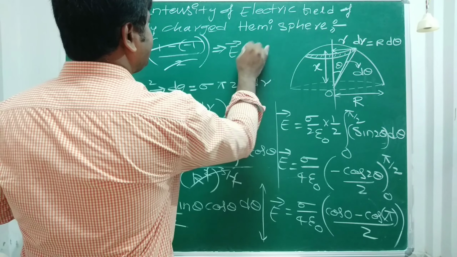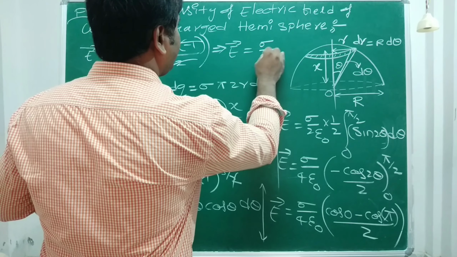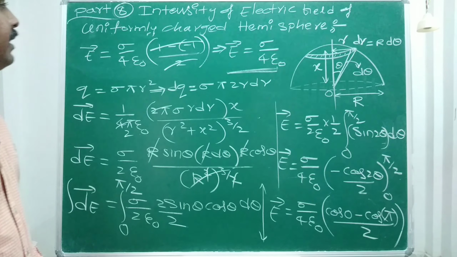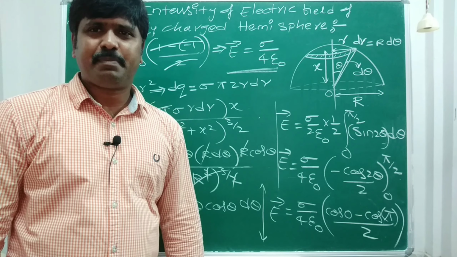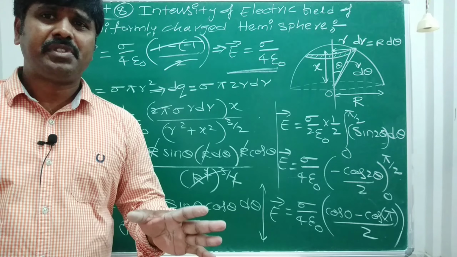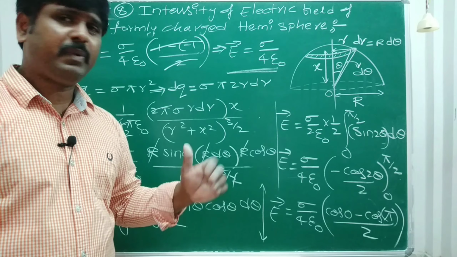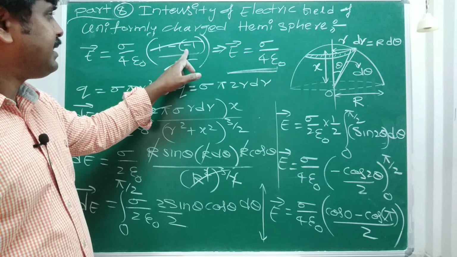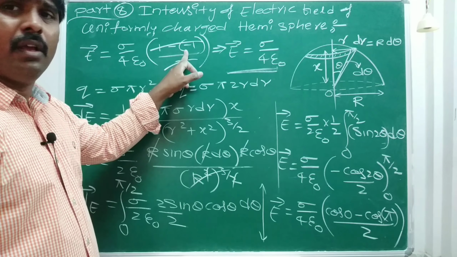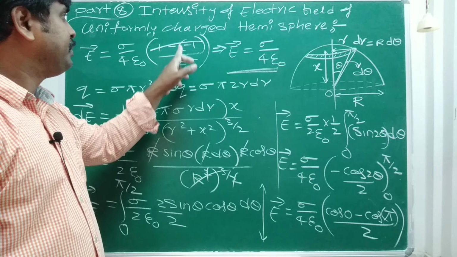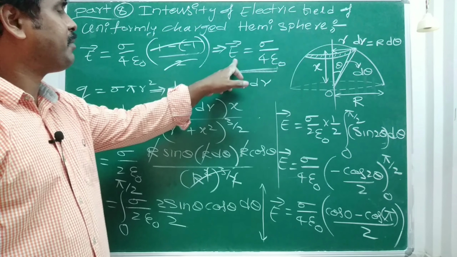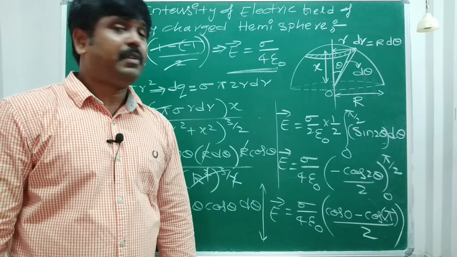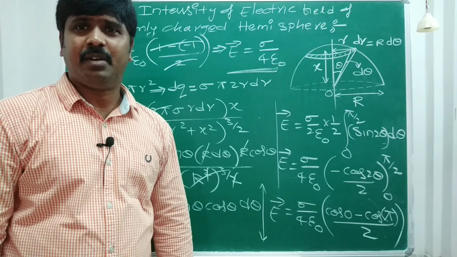So E bar is equal to sigma divided by 4 epsilon naught, which is the value for the electric field intensity of a hemisphere. Try to understand this lengthy derivation. We have to do the shortcut steps, then only we can complete within that time. So here minus of minus is plus, that is 1 plus 1, numerator is 2, divided by 2, gets cancelled. So the result is E bar is equal to sigma divided by 4 epsilon naught. Okay, thank you.